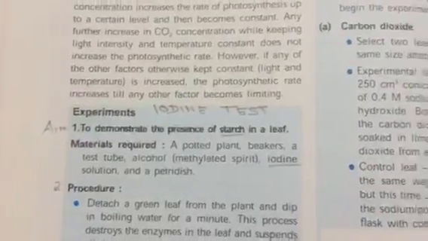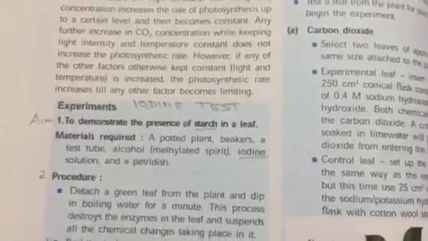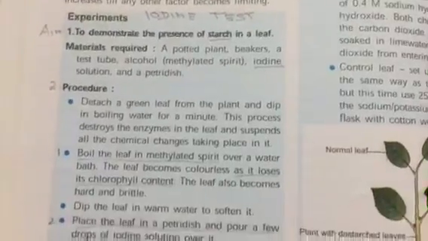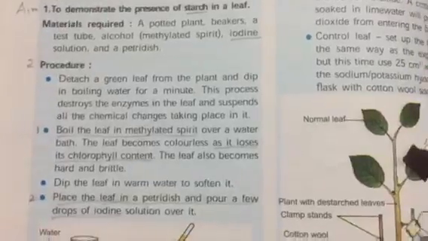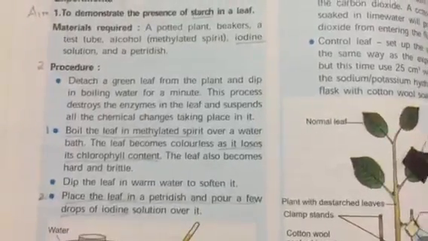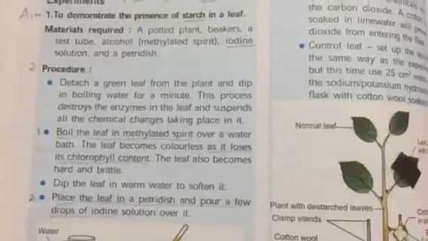So the first experiment is called the iodine test. You can write the aim: to demonstrate the presence of starch, the starch test or iodine test, in a leaf. Keep the materials required in mind. Then the second step is procedure. I marked only 1 and 2. You write down that one.